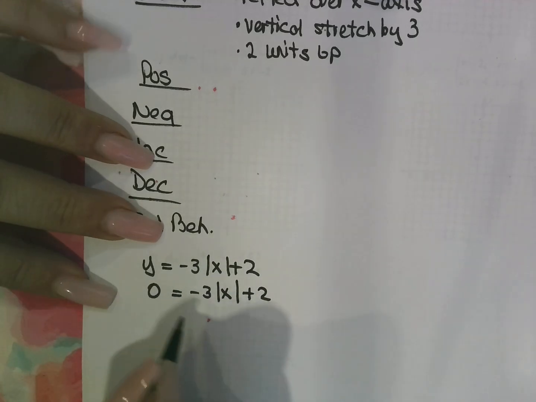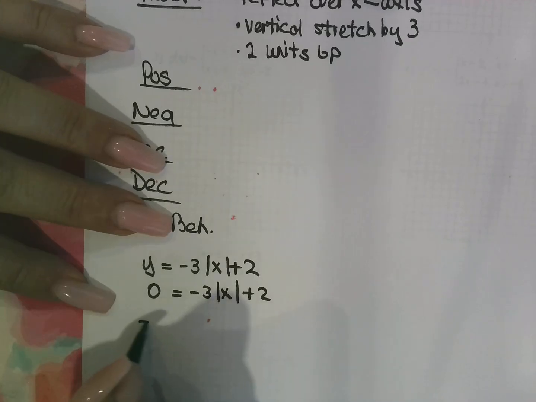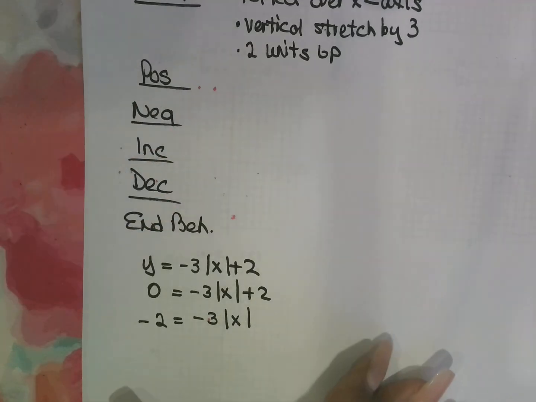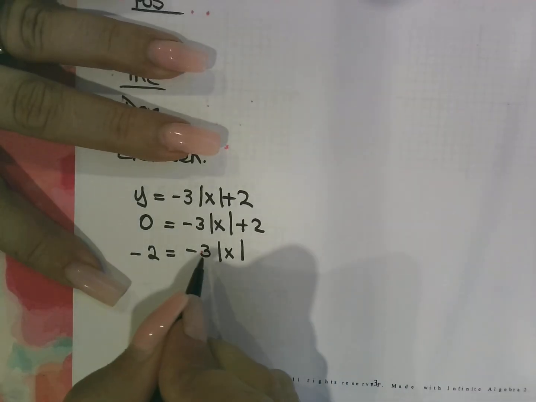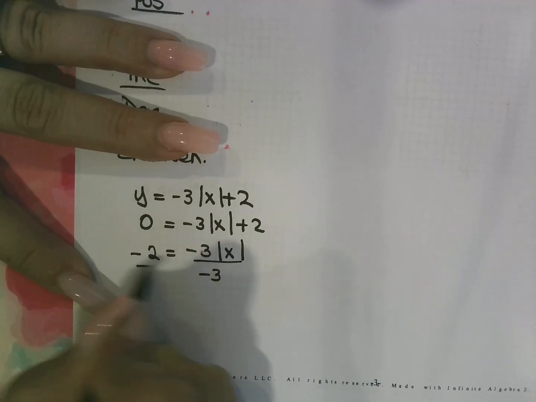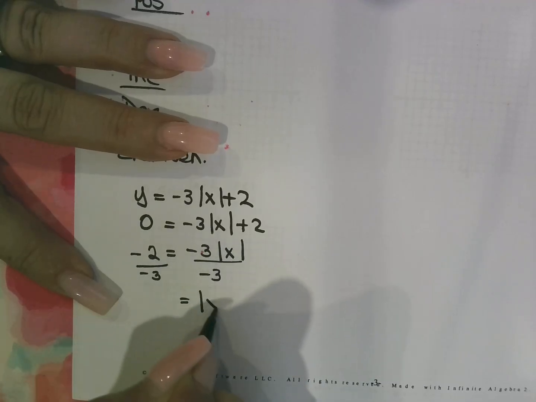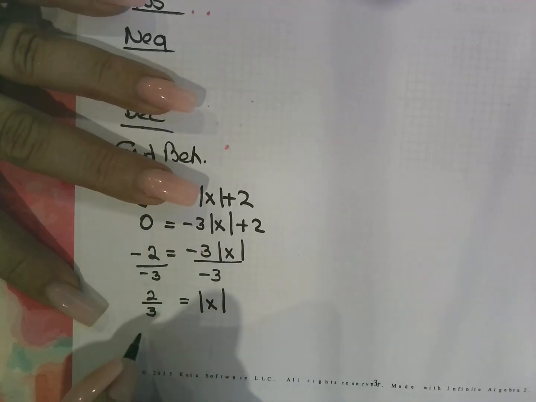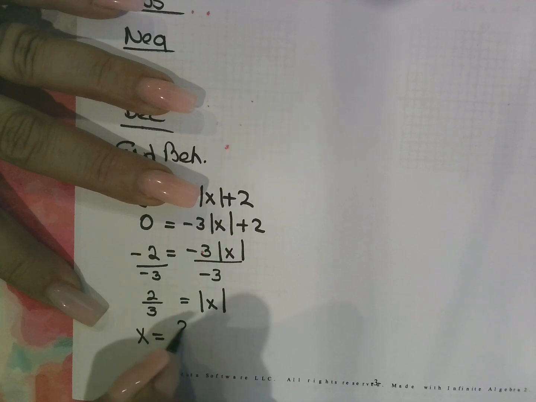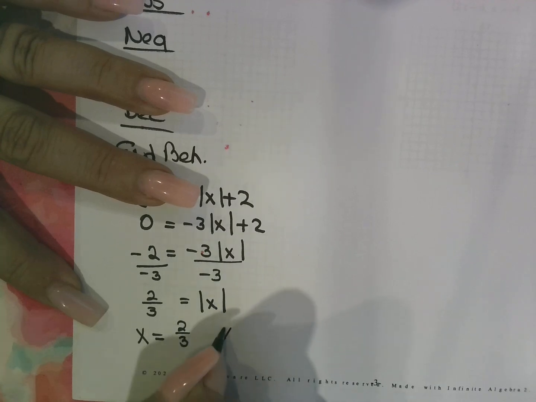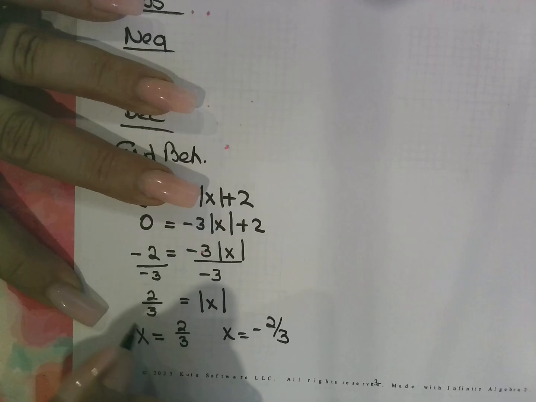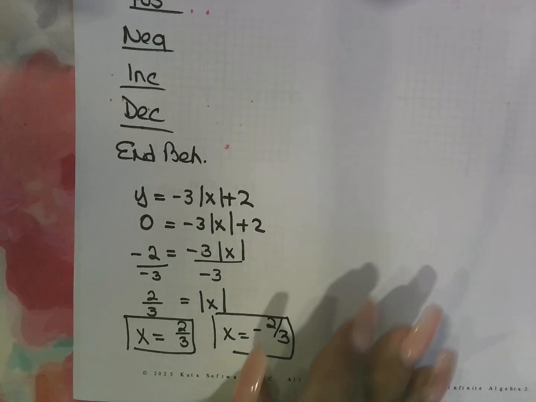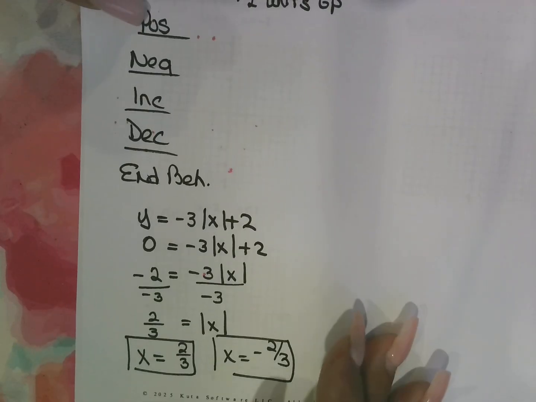And we're going to solve. So I'm going to subtract 2 from both sides. I'm going to get negative 2 equals negative 3 absolute value here. Divide both sides by negative 3. And I'm going to get the absolute value of x equals 2/3. Well, that means that x is either positive 2/3 or x is negative 2/3. And these are in fact the two x-intercepts. All right? So we're going to need that for when we do positive negative.